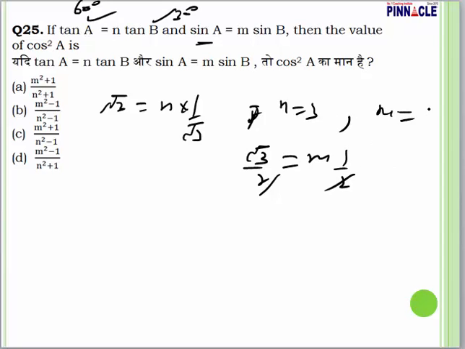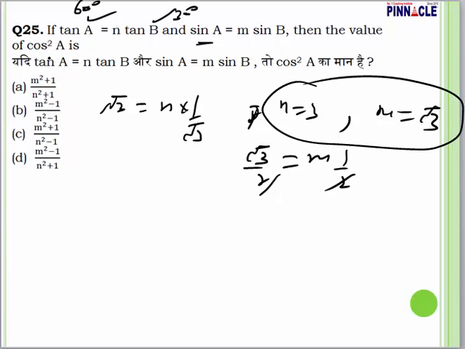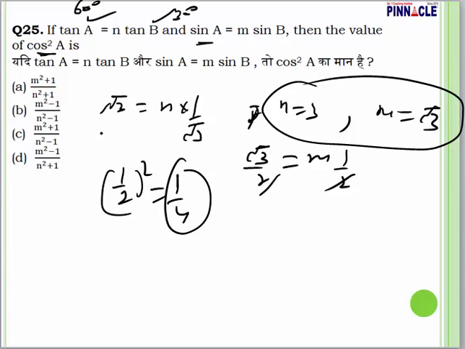So now put the values in the options. Here cos square A would be how much? A is here 60. So cos 60 is 1 by 2 and square would be equal to 1 by 4. Now we look for the option in which it is making 1 by 4.